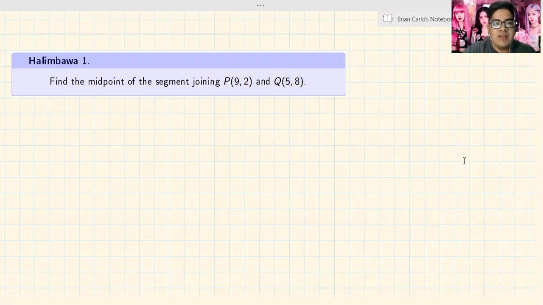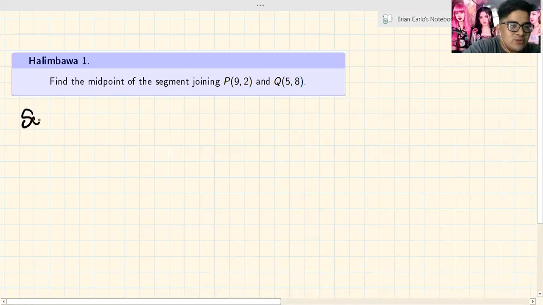Okay, halimbawa 1. Kapag sinabi sa atin, find the midpoint of the segment joining the points P (9, 2) and Q (5, 8). Now, this is straightforward because we are asked to find the midpoint. So, ibig sabihin, gagamitin natin yung tama. Very good. We're using the midpoint formula. Solution.